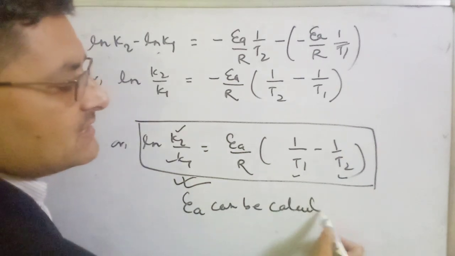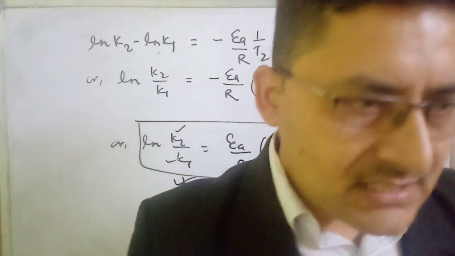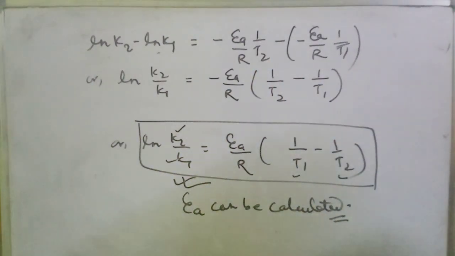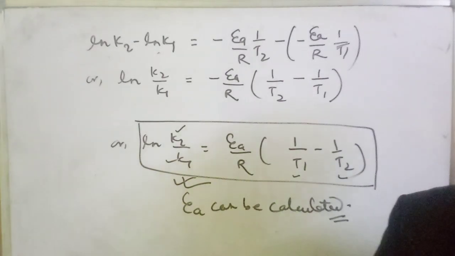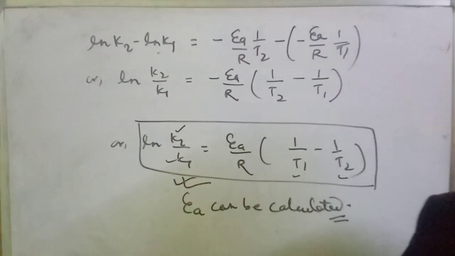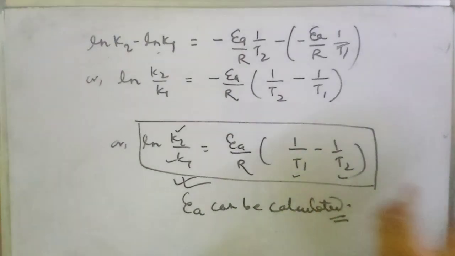So in this way energy of activation can be calculated. So friends, if you want to get energy of activation from the theoretical concept, then you must be provided two rate constants at two different temperatures, at T1 and T2, that will be K1 and K2. So in this way, by using this formula, you can easily obtain the energy of activation.